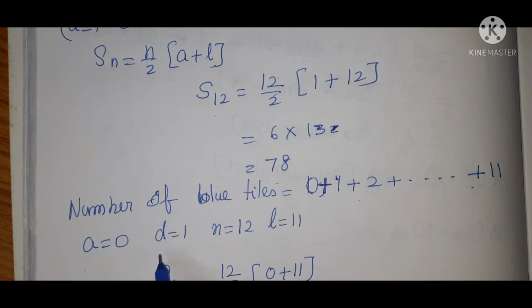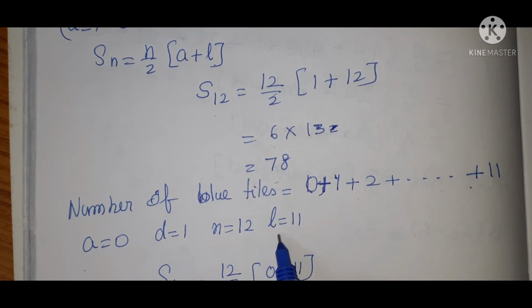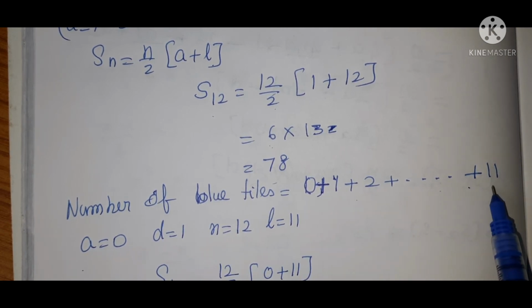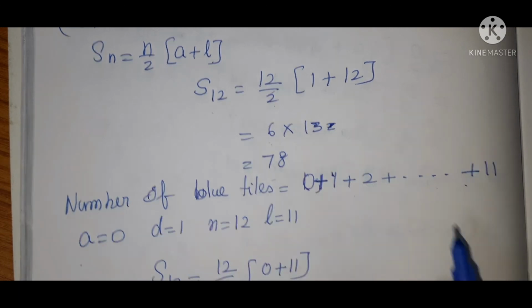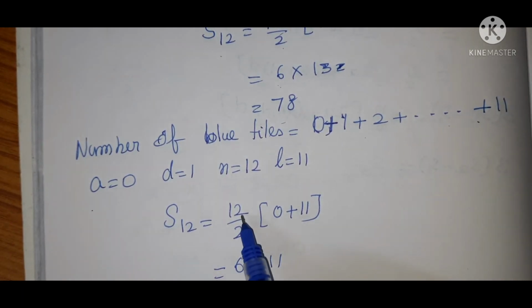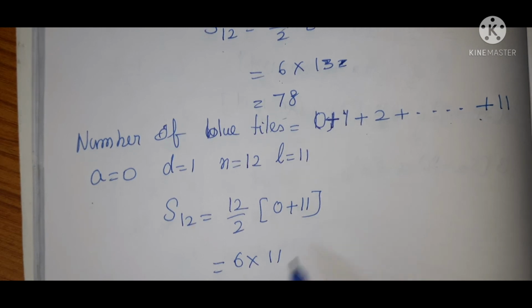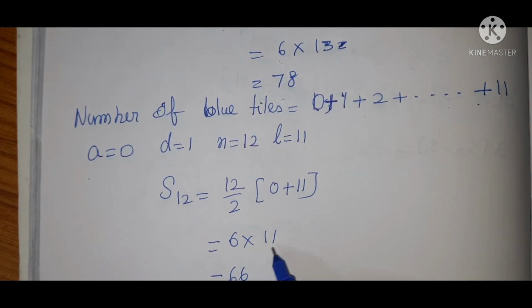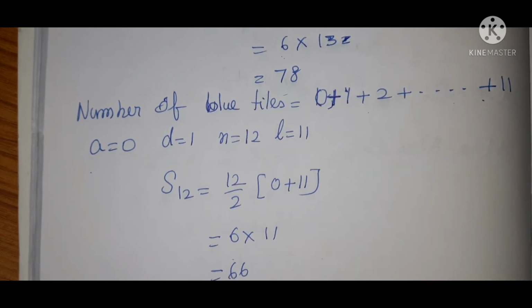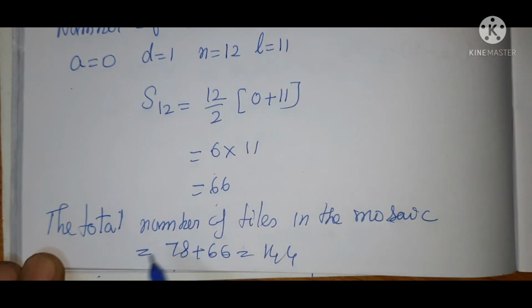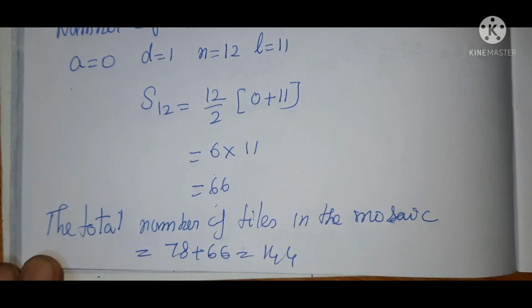Here a is 0, d is 1 and n is 12, l is 11. Here the last term is 11, number of terms is 12. S12 is 12 by 2 into (0 plus 11), which is 6 into 11, 66. The total number of tiles in the mosaic is 78 plus 66, which is equal to 144 tiles.